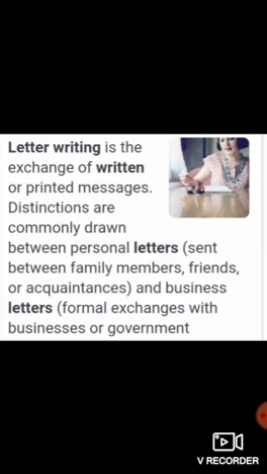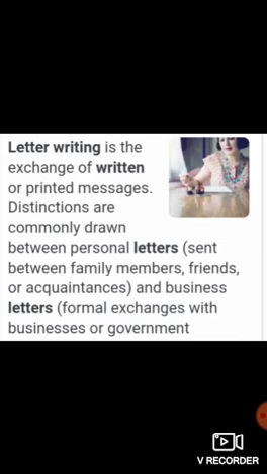So look at these lines. Distinctions are commonly drawn between personal letters and formal letters. Dear students, there is a difference between them. There are different kinds of letters, but we are going to discuss personal letters and formal letters. Most of the letters in our syllabus are personal. So what are personal letters? Letters sent between family members, friends or acquaintances. This is what we call personal letters.